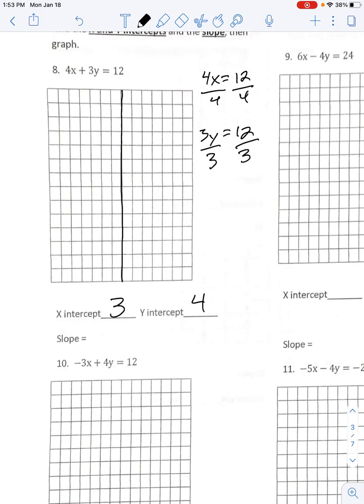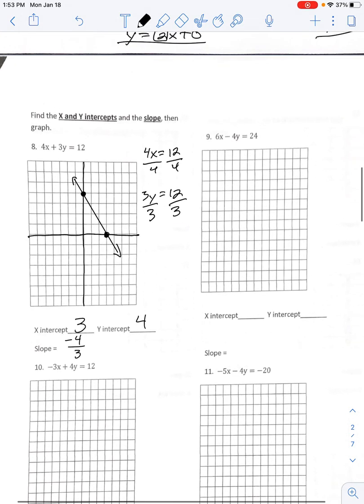And then we're going to plot our x and y-intercept. So if x is 3, we're going to go 3 on the x-axis, y is 4, so we're going to go 4 on the y-axis, and then we're going to draw our line. And then for the slope, left dot to right dot, we need to go down 4. So that's the top number. And then right 3, that's the bottom number. So negative 4 over 3.